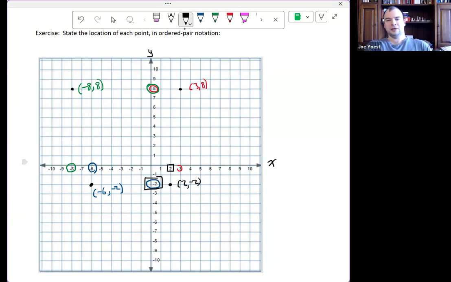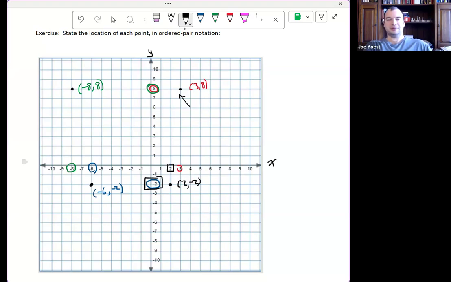Okay, so these are the 4 sets of coordinates that I got. For the quadrant 1 point up here on the top right, I thought I labeled it the wrong number, but I didn't. That's associated with the horizontal value 3 and the vertical value 8, so that's 3 comma 8.